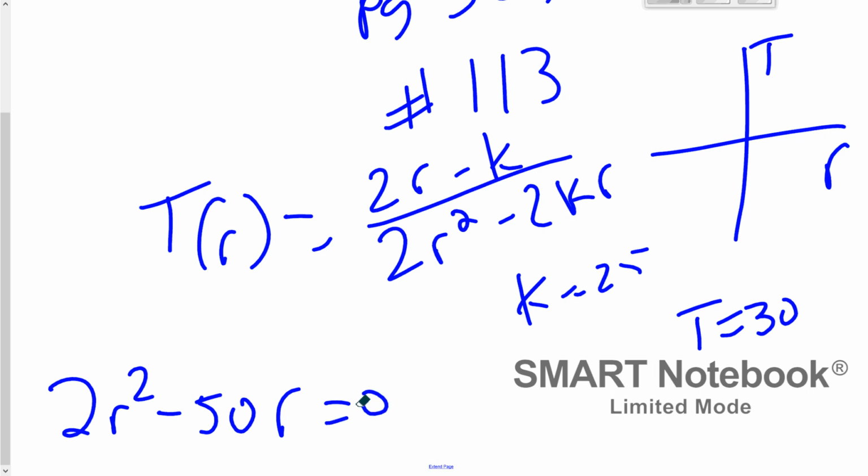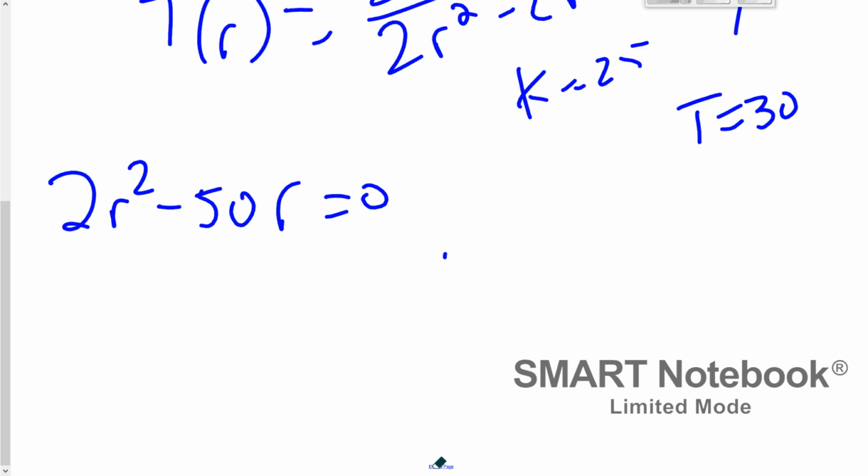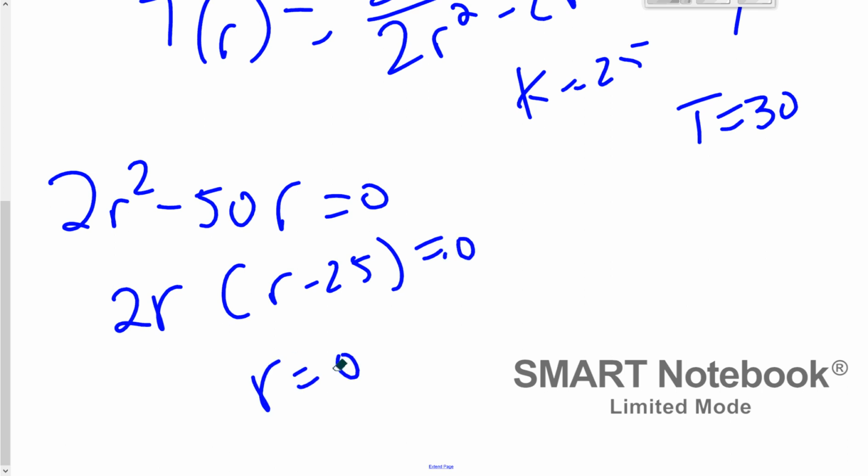I'll do setting the denominator equal to 0, right? So here we can factor out an r, and a 2 as well. So we get r minus 25 equals 0. So that means r is equal to 0 and r is equal to 25. So those would be our vertical asymptotes at those places.